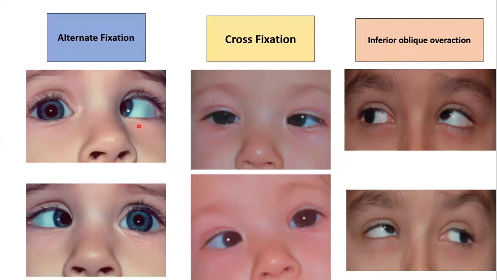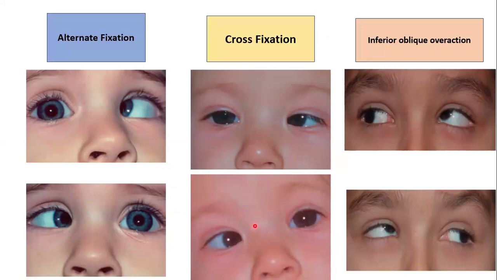Alternate fixation means when the child is looking at you, sometimes this one will be esotropic and he will fixate with the right eye. Sometimes he will fixate with the left eye and this one will be esotropic. So alternate fixation, alternate esotropia will happen. Okay, so he is not preferring fixation with one of the eyes. He is alternating the fixation.